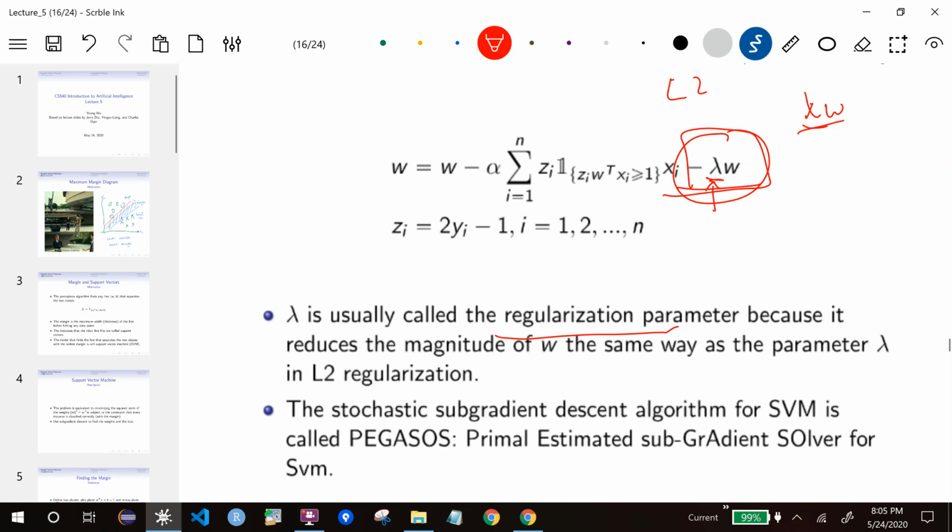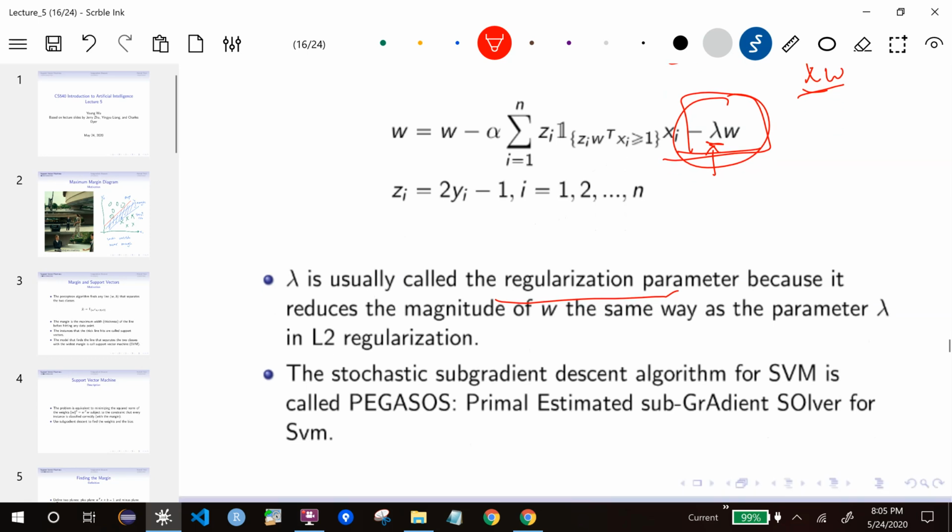And that's it. Of course, for all of these algorithms, we need to give them super fancy names. The stochastic version of the subgradient descent that we just talked about is usually called Pegasos, which stands for Primal Estimated sub-GrAdient SOlver for SVM, with the A, S and O capitalized, and S for support vector machine.